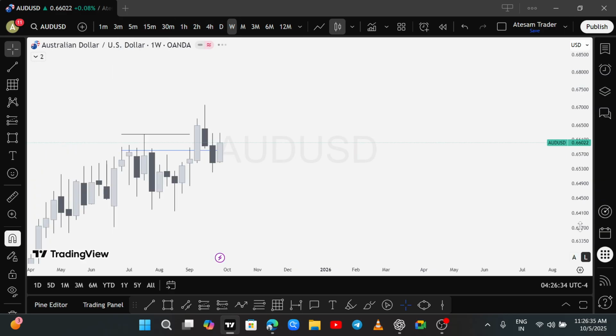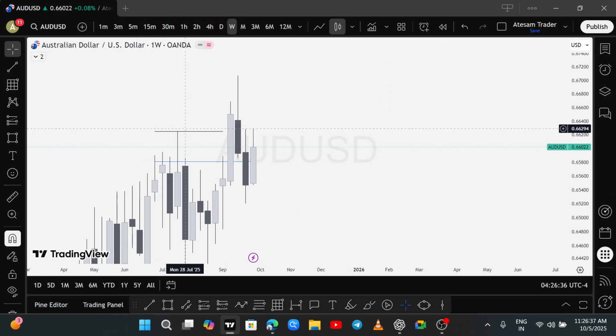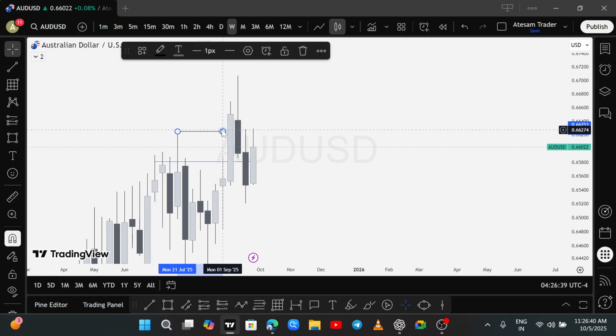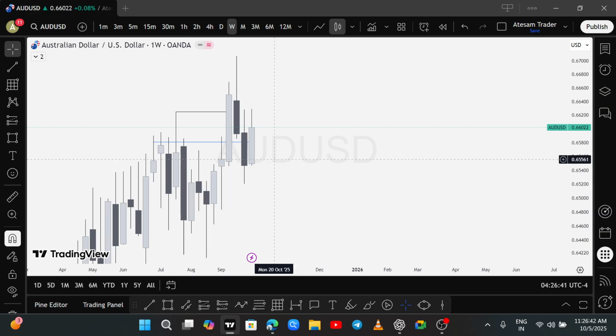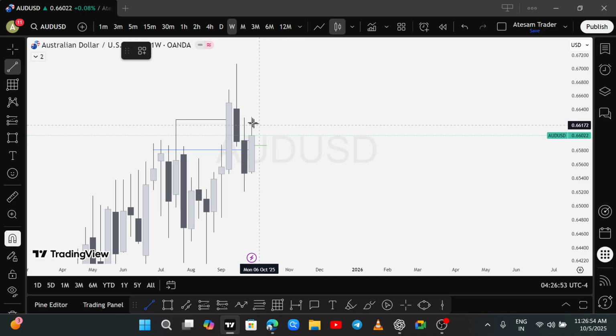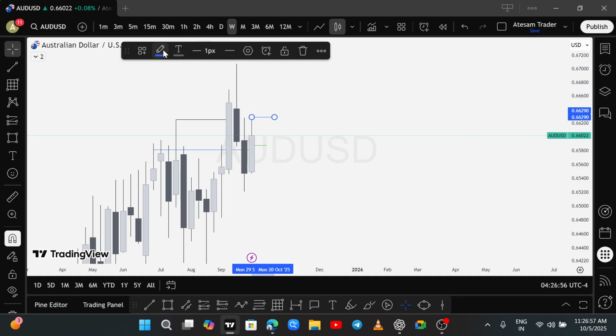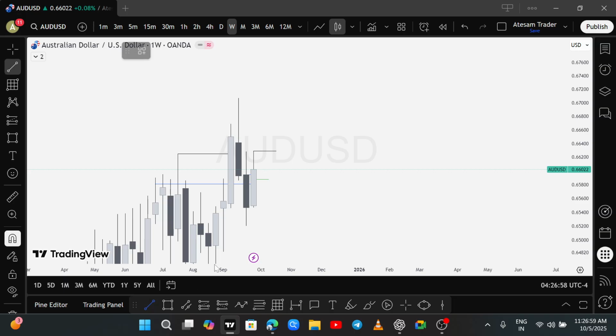Okay, come to the weekly. What do we have? Do we respect it? Yes, we respected. How? On weekly, we formed the swing point. Candle 1, candle 2, candle 3 is closing above this down close candle. It's clear, it's looking bullish to me. Okay, so what will be the target? This is the first target, and this is the ultimate target.